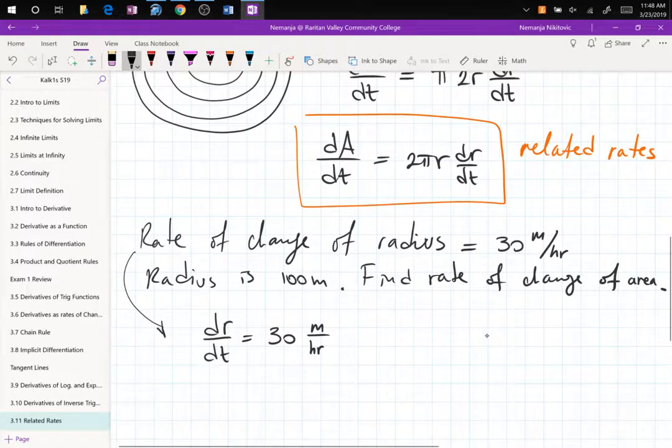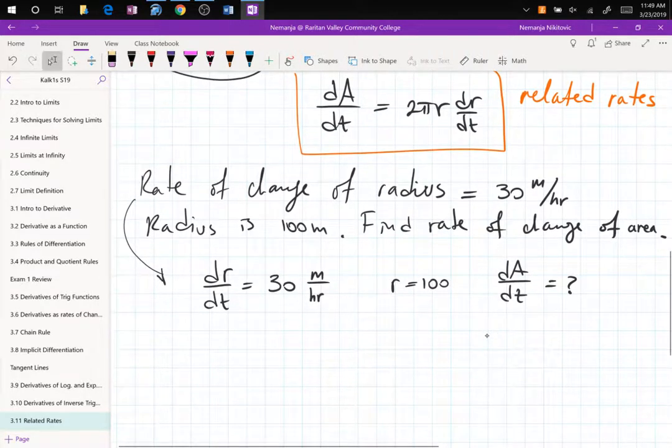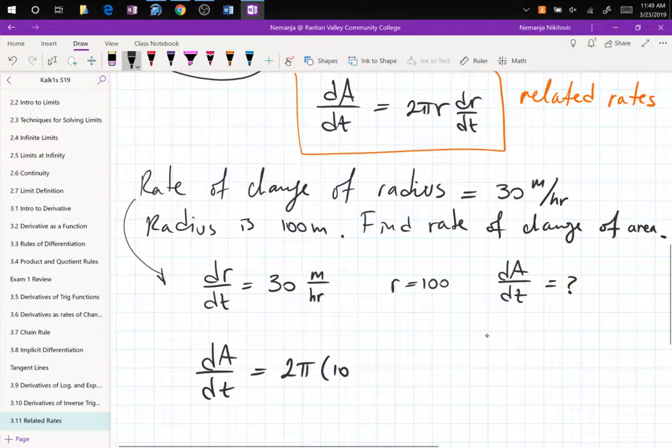So we start by first figuring out what is the type of information given. As soon as you see the word rate, you immediately know it's one of your derivatives. Then using units, try to figure out which one. We also say that radius is equal to 100. They are looking for rate of change of area. So when you read the problem and you write out all of these things, plugging it into the formula and calculating would be a joke. Because now I know I'm looking for dA dt. On the other side I have 2 pi, r is 100, and this one is 30.